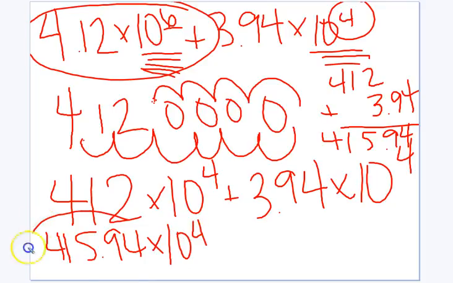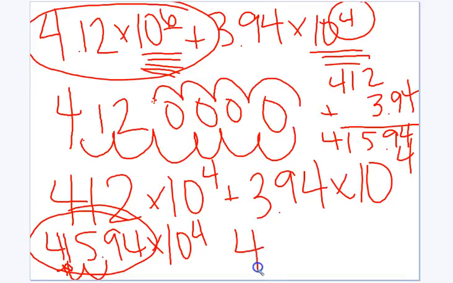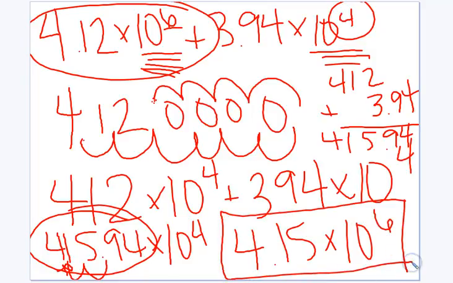Now, this is not in correct scientific notation. Our decimal point needs to be here. So now we need to move the decimal point back 2 more places, which actually makes it 4.15 times 10 to the 6th. Now, we'll be practicing this in class tomorrow. This was just to give you a taste of what it'll look like.